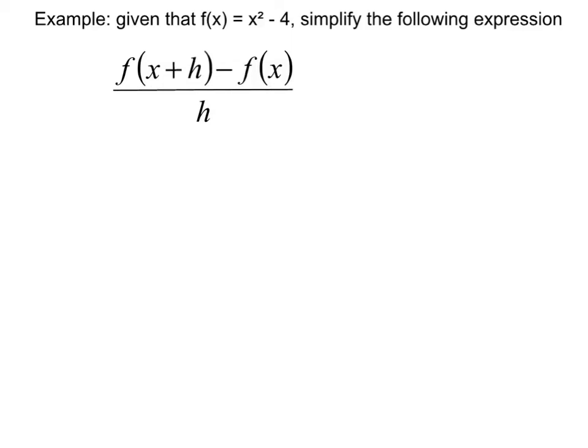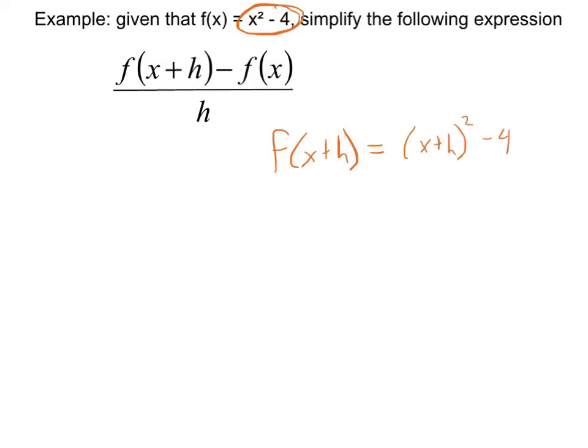So to simplify this expression, I look at it as there are three parts. There's the f of x plus h part, there's the f of x part, and there's the h part. What I want us to do is write down, what is f of x plus h? Well, according to the previous problems we did, it means take this thing and plug in x plus h wherever you see x. So that means (x plus h) squared minus 4.